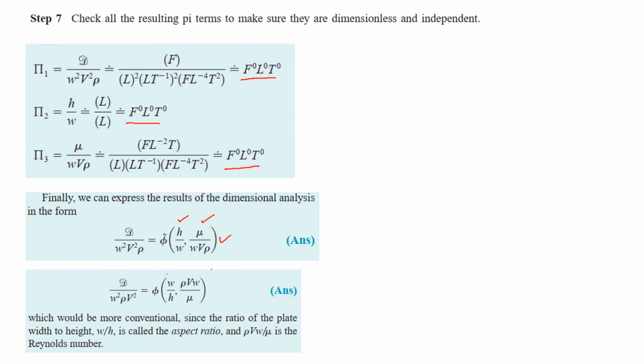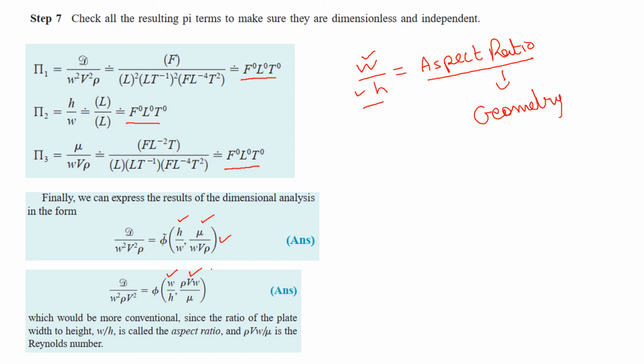But these two ratios have special names. This width over height is called the aspect ratio. This was the aspect ratio of the plate that we saw in the example initially, the width to height ratio of the plate. So this is the geometry term. This is related to the geometry of our object involved.